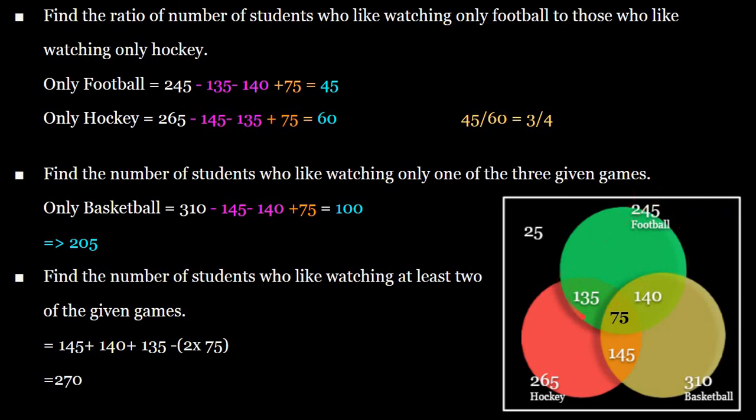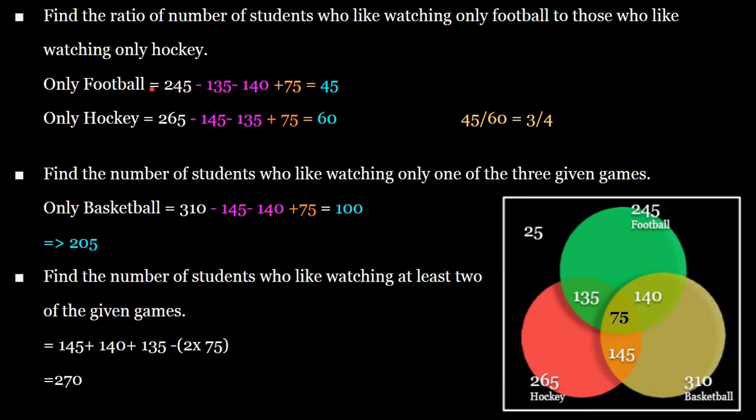And from there we are subtracting 135 and 140. While we are doing that, we are subtracting 75 twice. So there will be a hollow. So that hollow should be removed by adding 75. That will come to be 45.